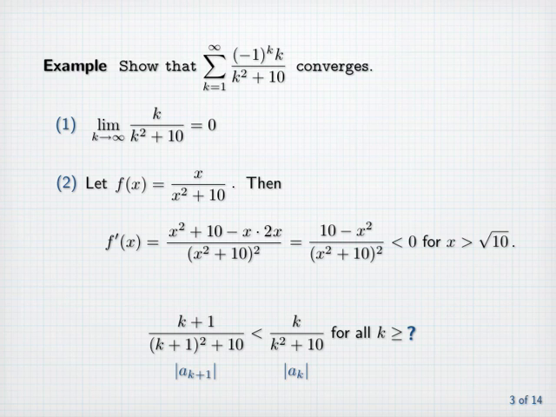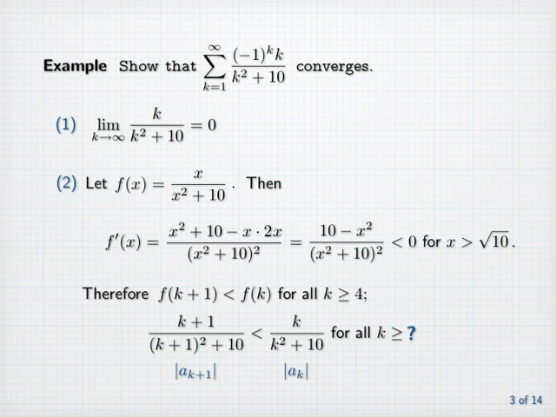for all x greater than the square root of 10. So the function f is decreasing for all x greater than the square root of 10. Since the square root of 10 is between 3 and 4, we can conclude that f(k + 1) is less than f(k) for all k ≥ 4.